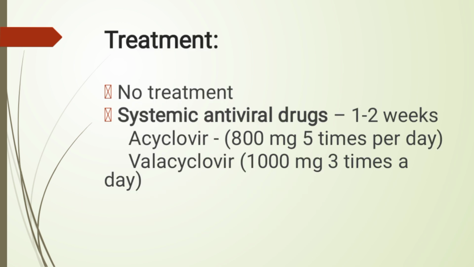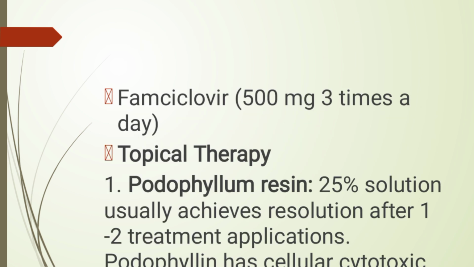Now, how to treat it. You don't need any treatment, but you can give systemic antiviral drugs. Three antiviral drugs: acyclovir, valacyclovir, and famciclovir. Acyclovir is given at 800 milligrams, 5 times a day. Valacyclovir is 1000 milligrams, 3 times a day. Famciclovir is 500 milligrams, 3 times a day.